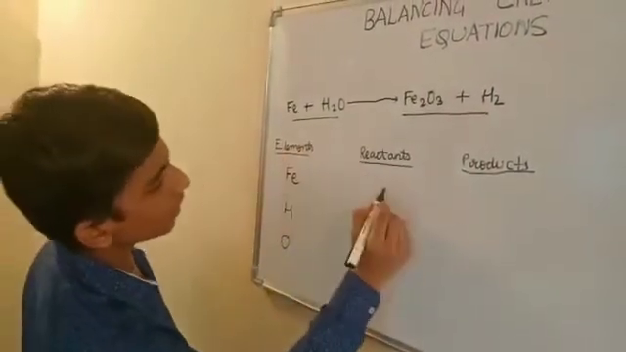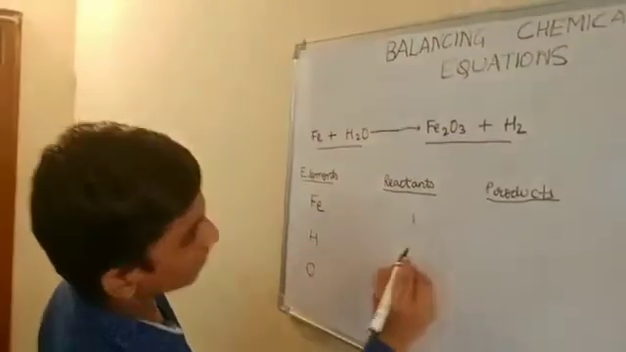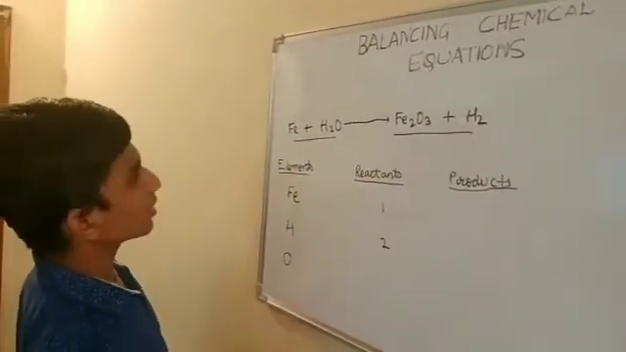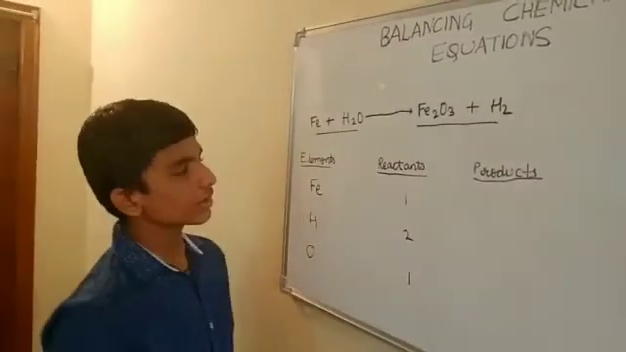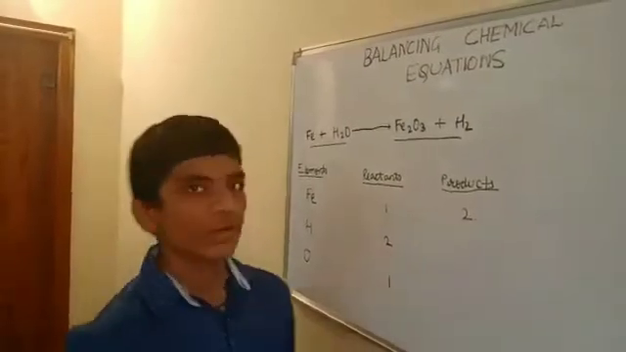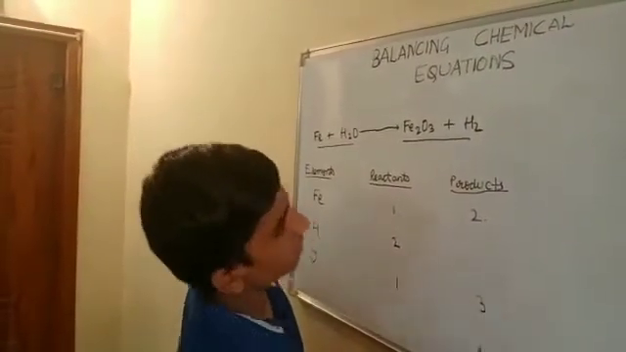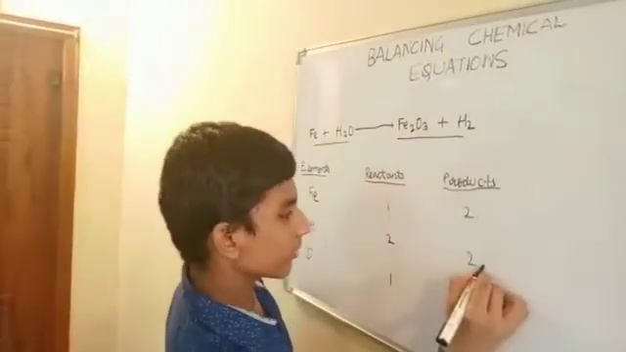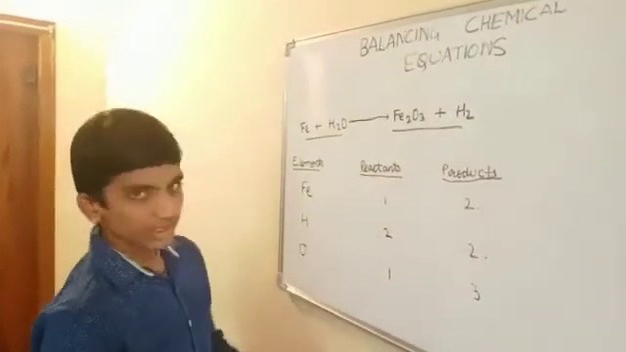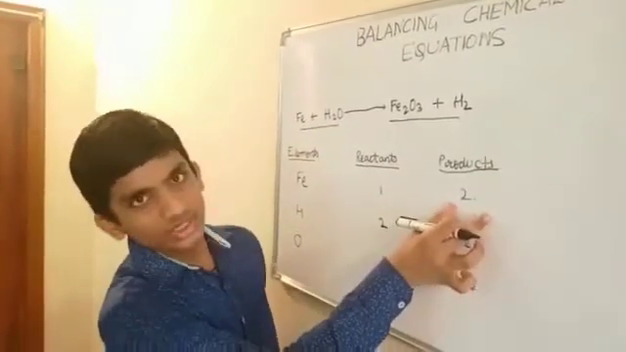Now, reactant side, how many atoms are there? For iron, only one atom. For hydrogen, two atoms. And oxygen, one atom. Now, product side. Iron, two atoms. Oxygen, three atoms. Hydrogen, two atoms.